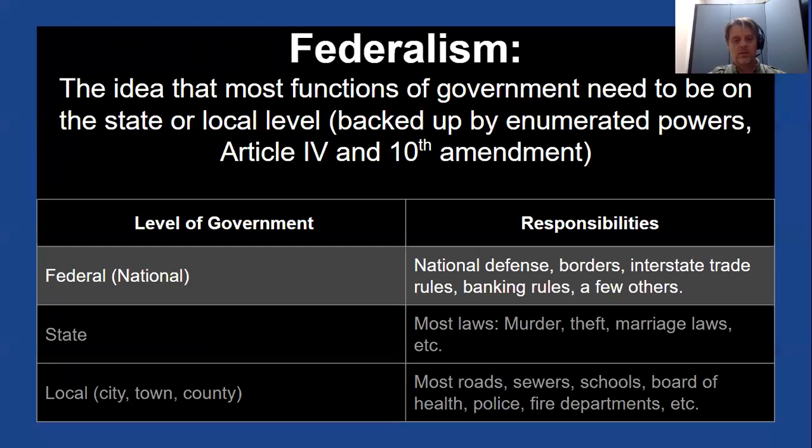So federalism, how federalism works, you have different levels of government. Federal government, national government, population, and geography, right?